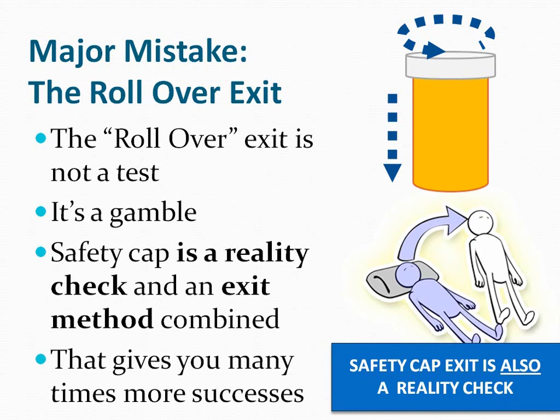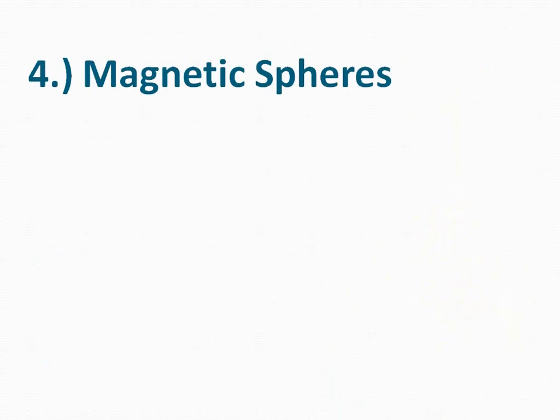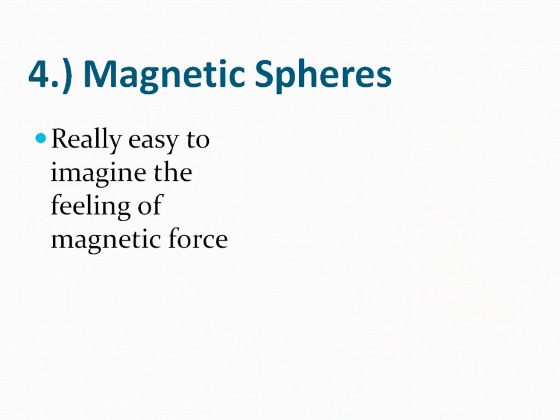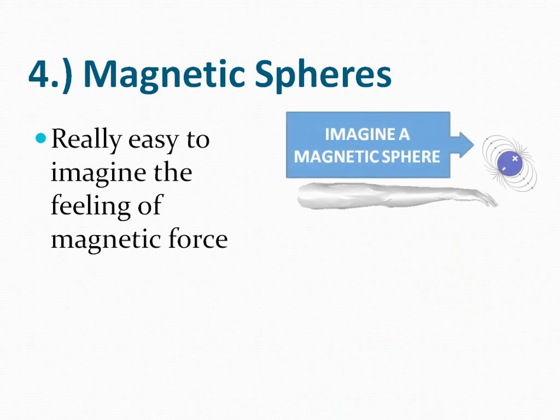Our fourth movement-free exit method is called magnetic spheres. I know that this is supposed to be visualization-free OBE methods, but this one is really easy and it will really help with your exits. So I'm going to sneak this one in. By practicing to focus your awareness while awake, you can better direct your non-physical body when you're in an OBE.